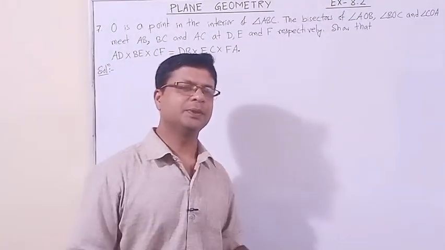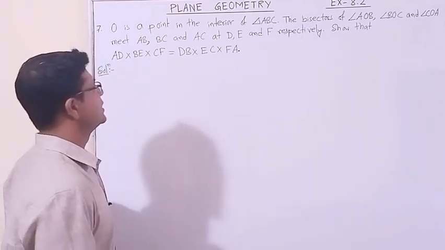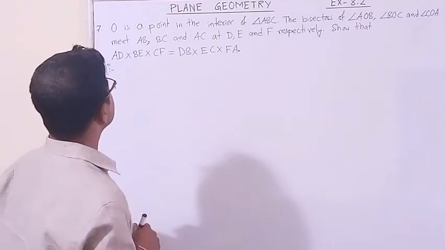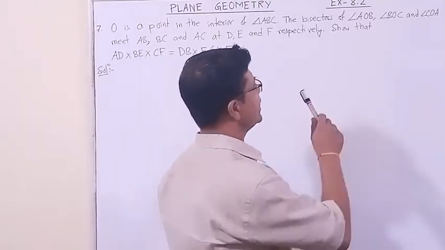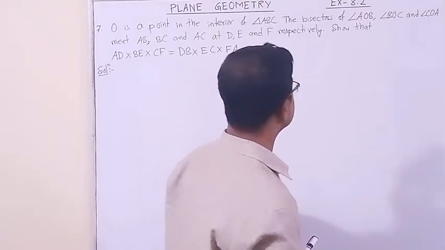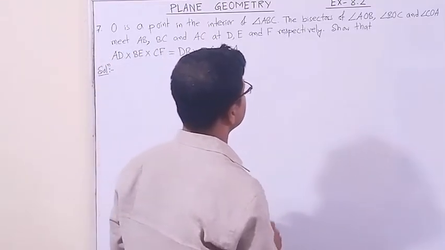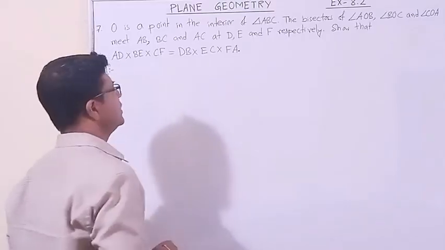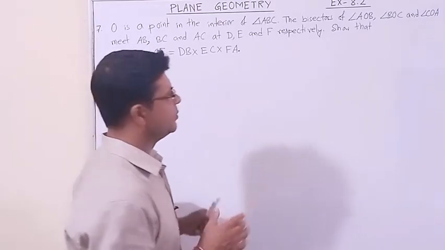Now my beloved students, we have taken question number 7. Here the solution is very simple. At first, before solving, let us read the question. O is a point in the interior of triangle ABC. The bisectors of angle AOB, angle BOC, and angle COA meet AB, BC, and AC at D, E, and F respectively. Show that this. Do not get scared seeing this expression. This is very simple, believe me.